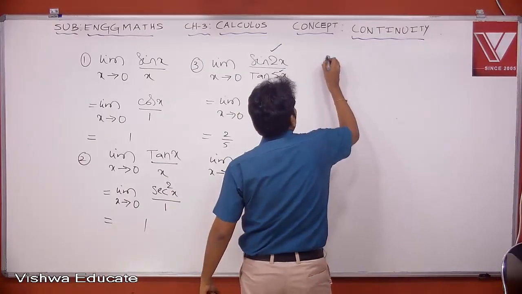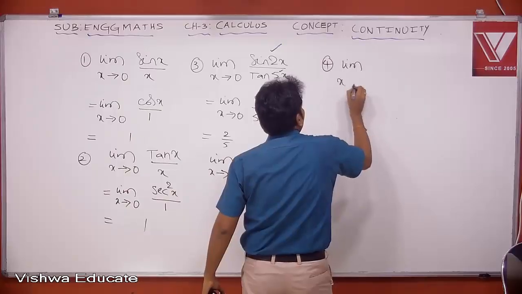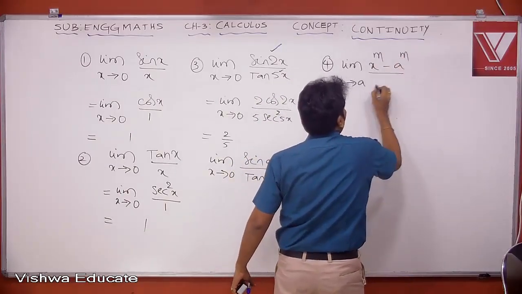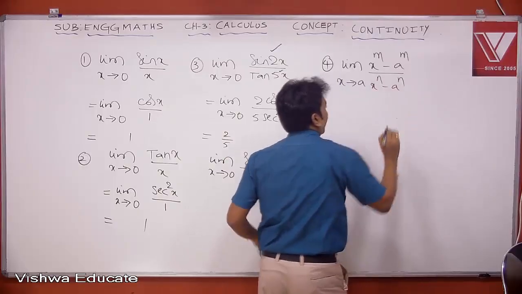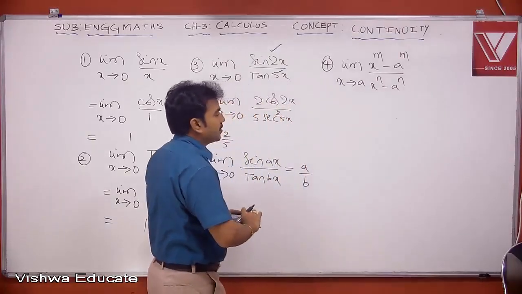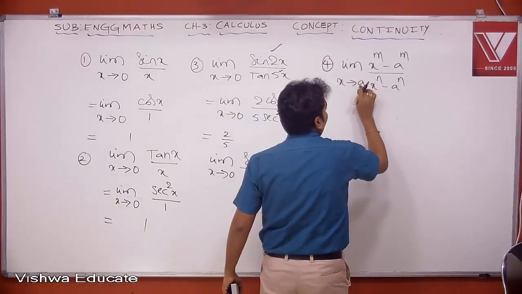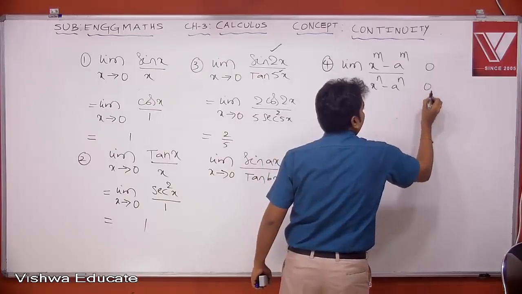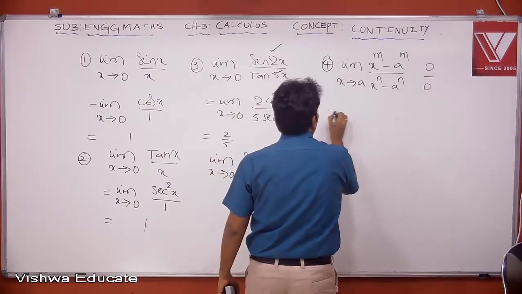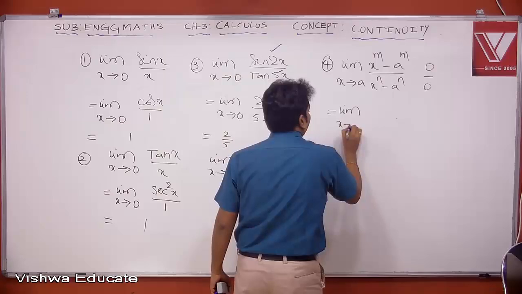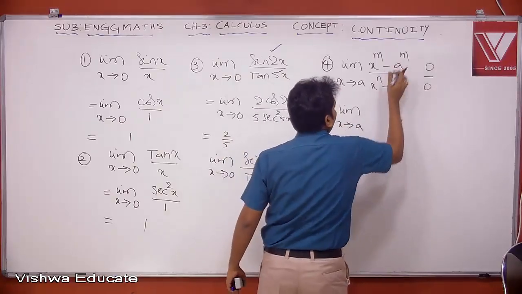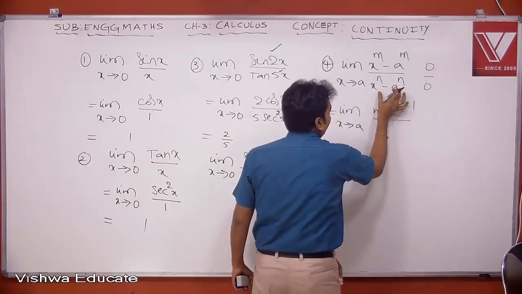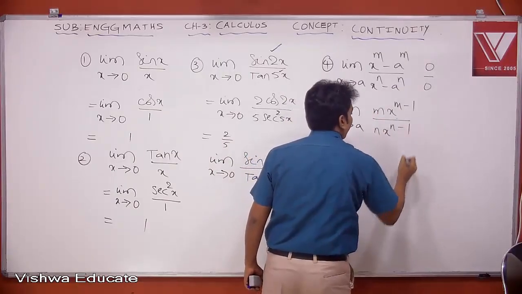Now example 4. Limit x tends to a of x power m minus a power m divided by x power n minus a power n. Let us evaluate this limit. Here when you replace x by a, the numerator will be 0. And when you replace x by a in the denominator, again 0. So it is in 0 by 0 form. So apply L'Hospital rule. This is the limit x tends to a. The derivative of the numerator expression is m into x power m minus 1. The derivative of the denominator expression is n into x power n minus 1.